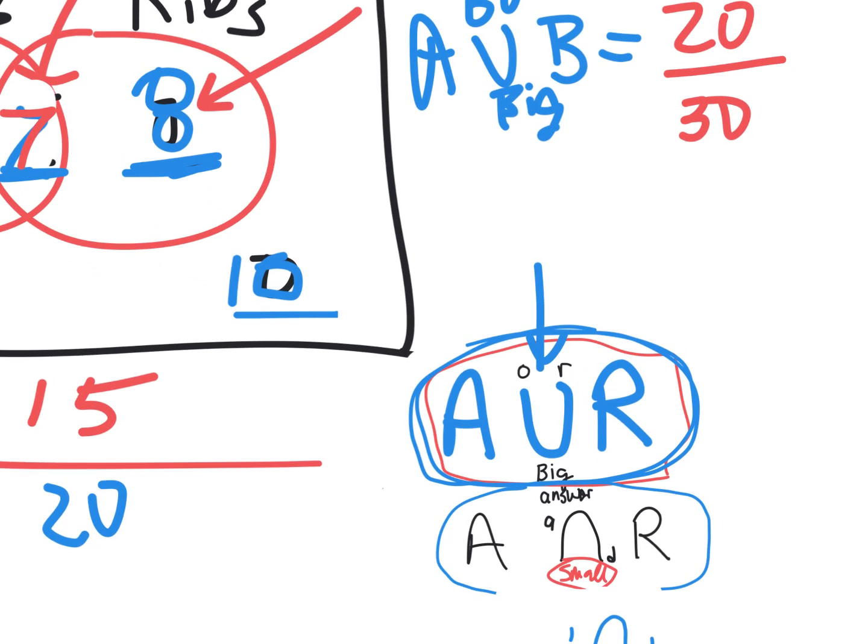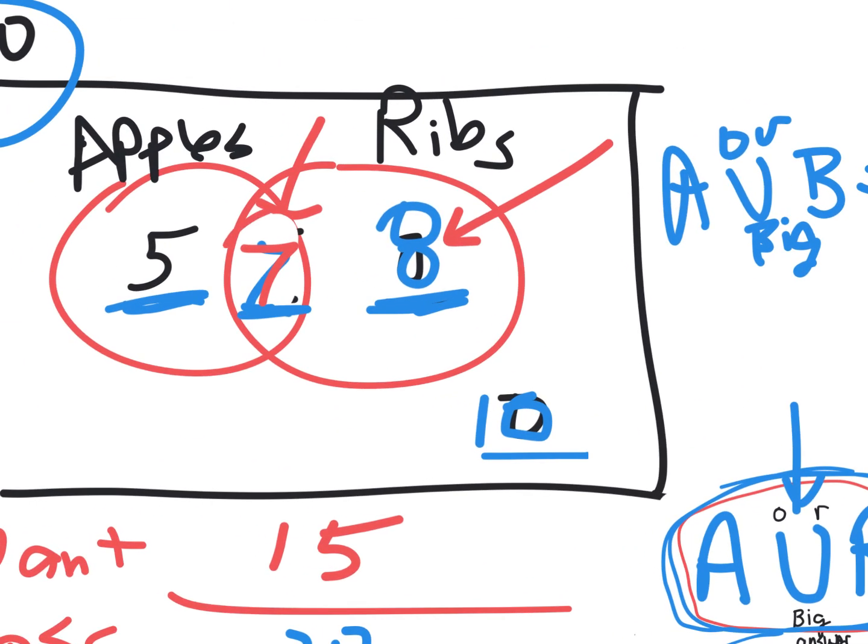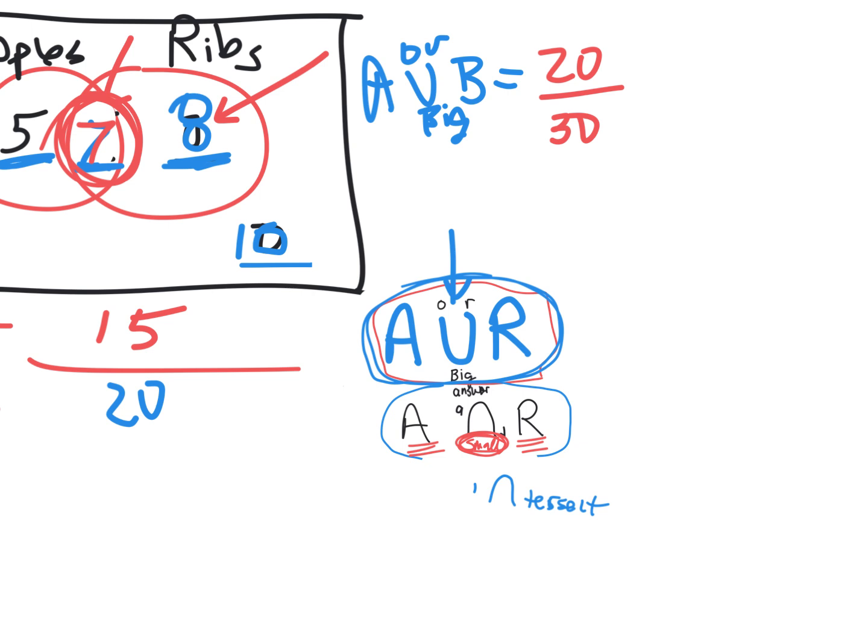The and kind, those are small answers. You have to like apples and ribs. And so that's only this number. So it's 7 out of 30.